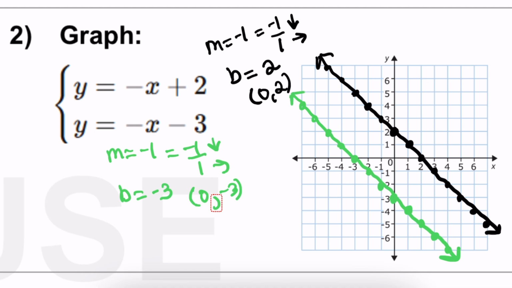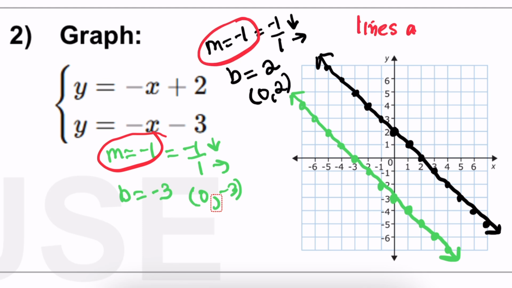Now, if you notice, these two equations have the same slope, which means that the lines are parallel. When you have parallel lines, the lines do not cross ever. So when you're looking for a solution to this system of equations, there is none. So the answer here would be no solution. And you're done.